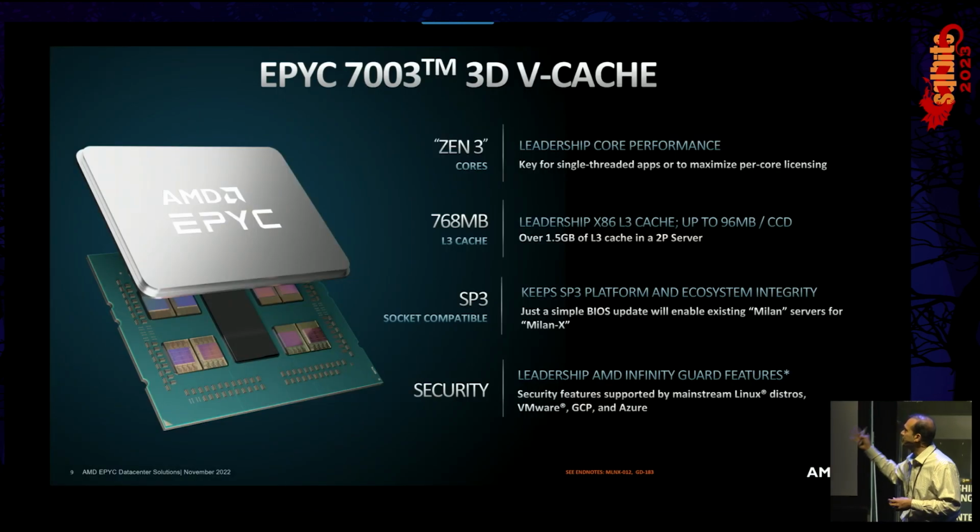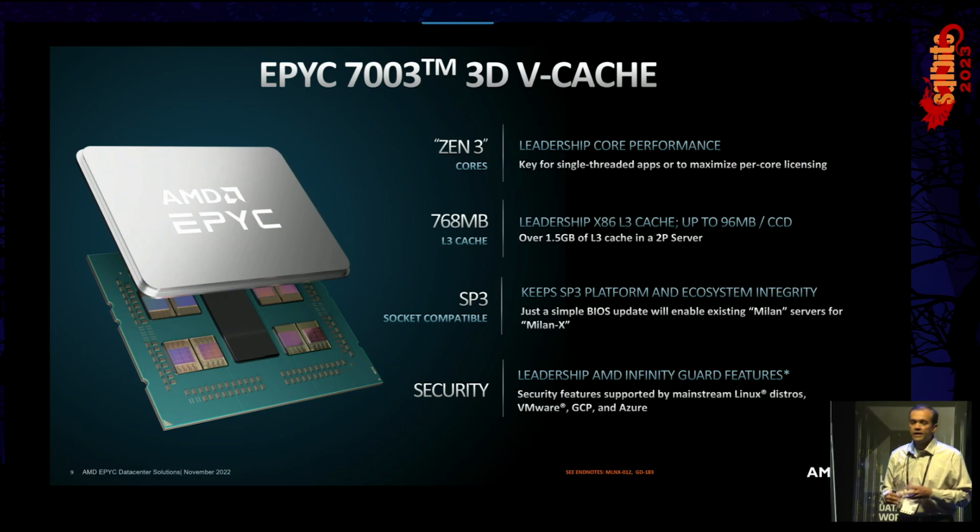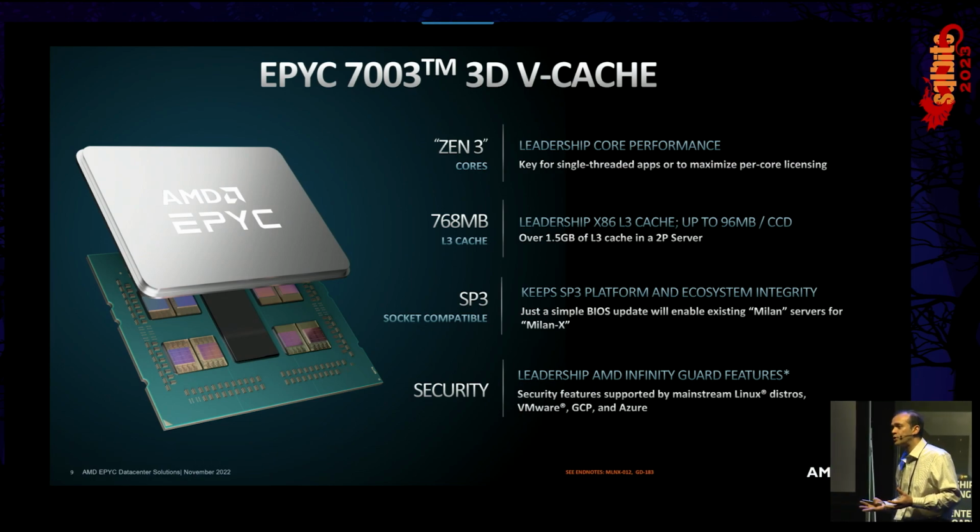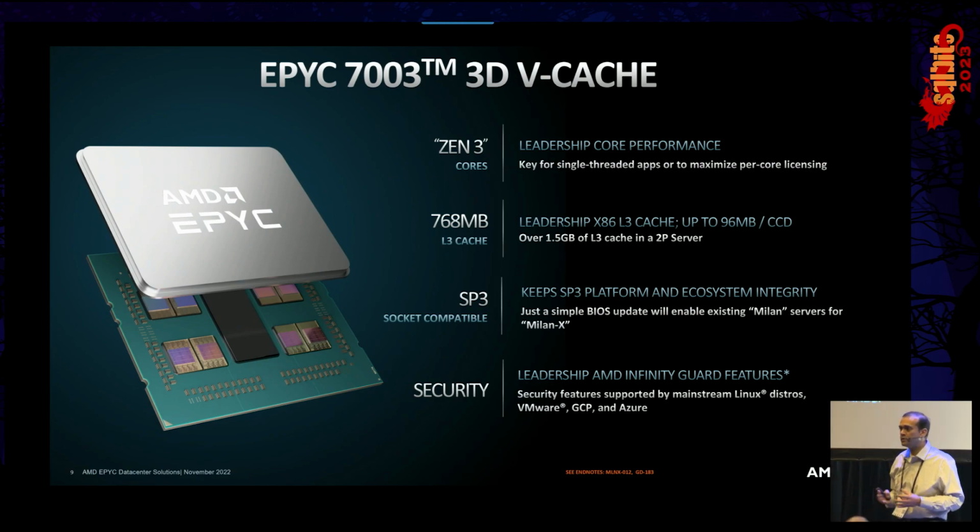So what is this 7003 3D V-cache product? Leadership core performance. Essentially, we have 64 cores, again, very high performance cores. And you're able to get much higher performance with these Zen 3 cores. And then I mentioned L3 cache. This is the cache that's stacked onto the die itself. And you get 768 megabytes of L3 cache on chip.